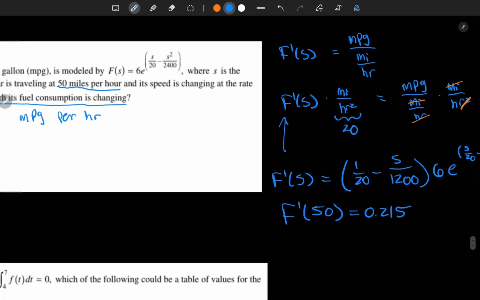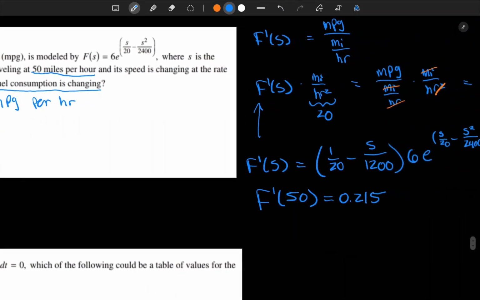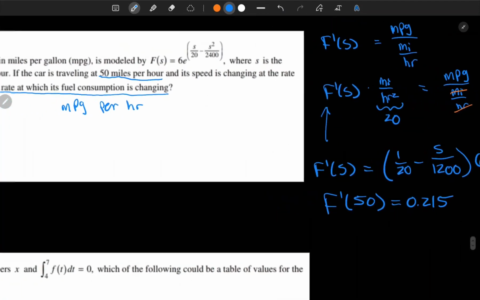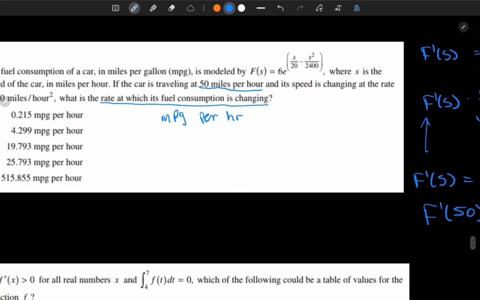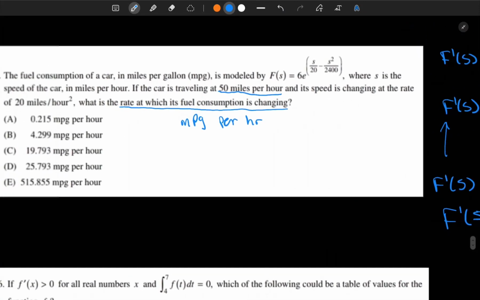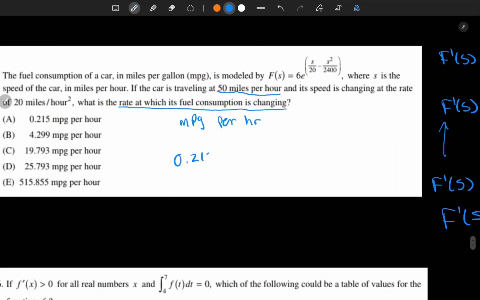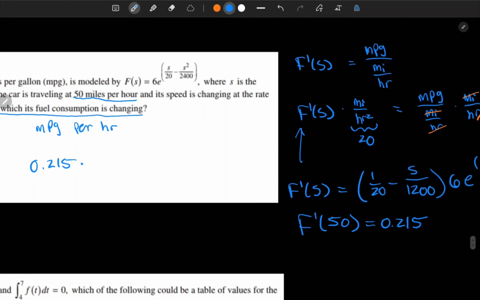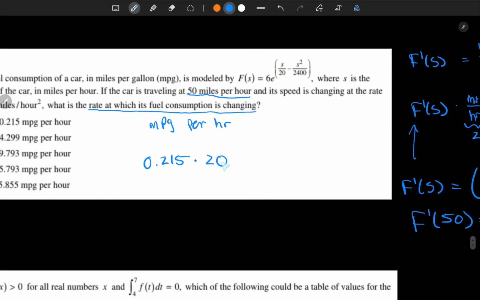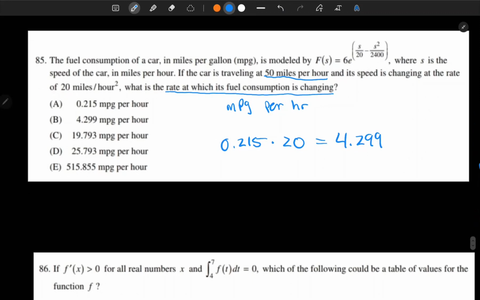Then, the true answer here, as we said before, is f prime times 20, which is the rate of change of the speed of the car. So the answer here is 0.215 times 20, which is given by, after plugging into your calculator, 4.299. So the answer here is B.